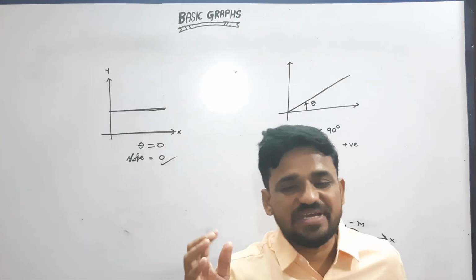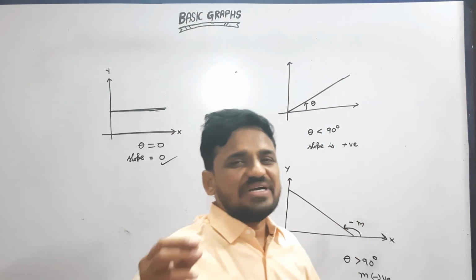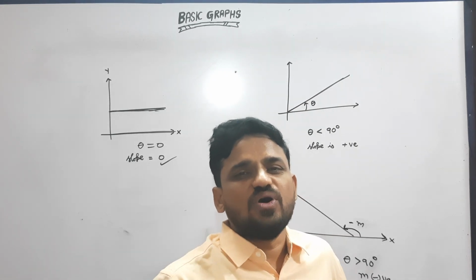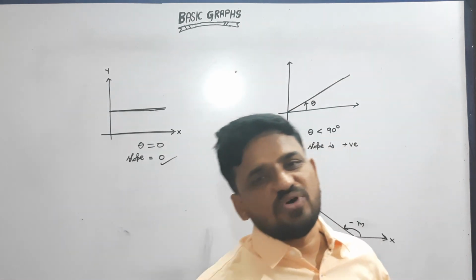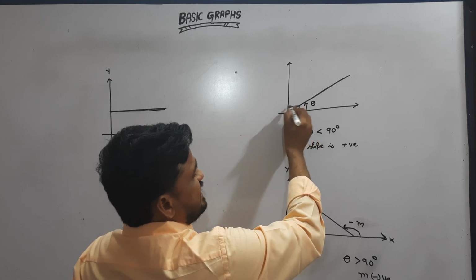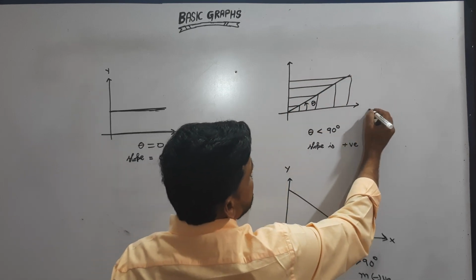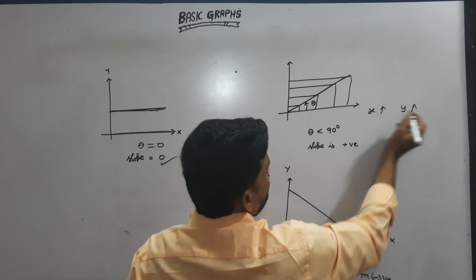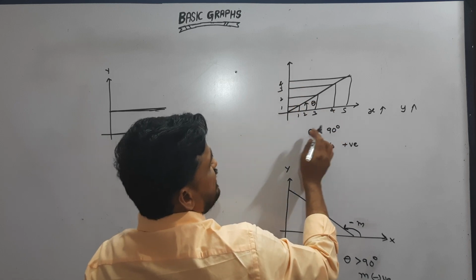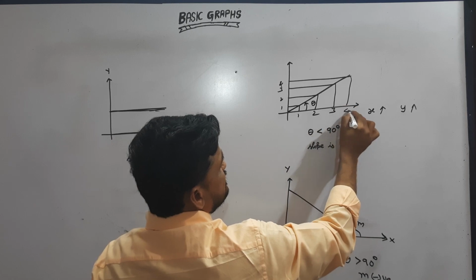The slope may be positive, negative, or 0. What is the meaning of positive slope? What is the meaning of negative slope? And what is the meaning of slope 0? Positive slope means if the x quantity increases, the y quantity also increases. As x increases, y also increases.